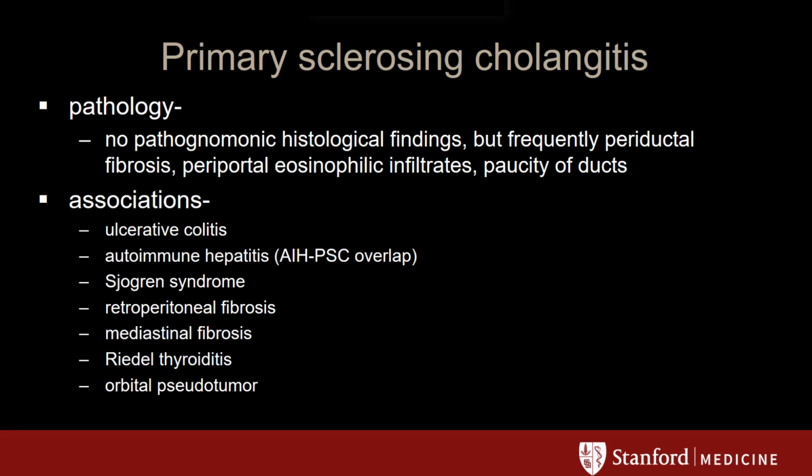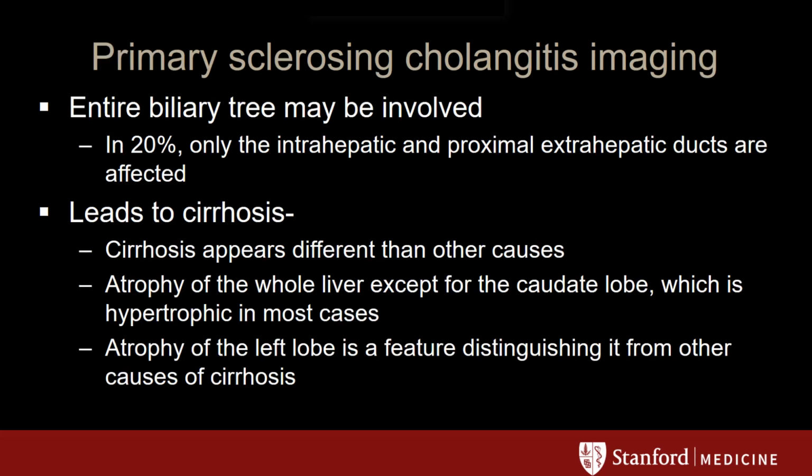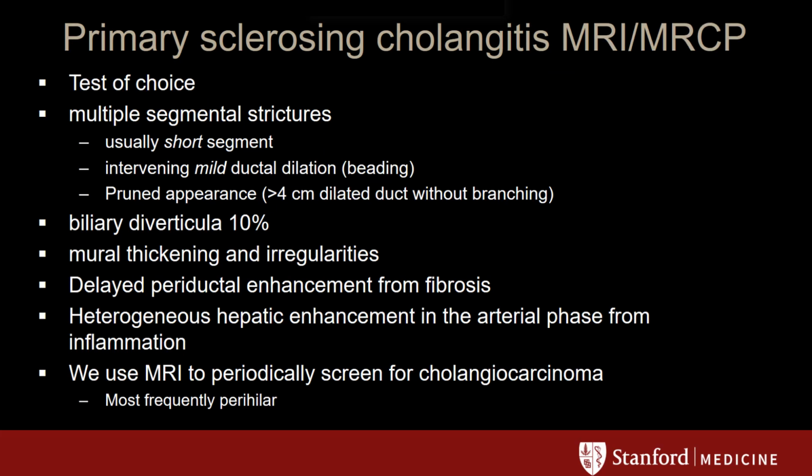It's got associations with a lot of other autoimmune diseases. The entire biliary tree can be involved. In a minority, only the intrahepatic and proximal extrahepatic ducts are involved, but most cases, the entire biliary tree. It causes cirrhosis, but the cirrhosis looks different from other causes. It's got sort of a weird appearance where you've got atrophy of the whole liver except for the caudate, which is hypertrophic. And then, in most cases of cirrhosis, your left lateral segment will hypertrophy, but in PSC, sometimes it can atrophy. So these are little helpful findings.